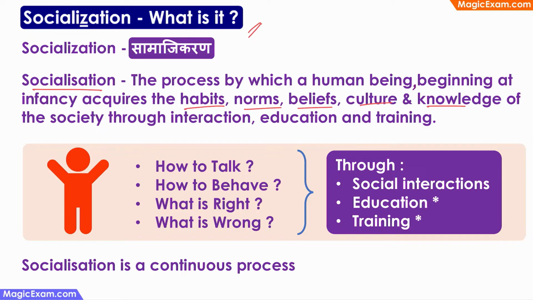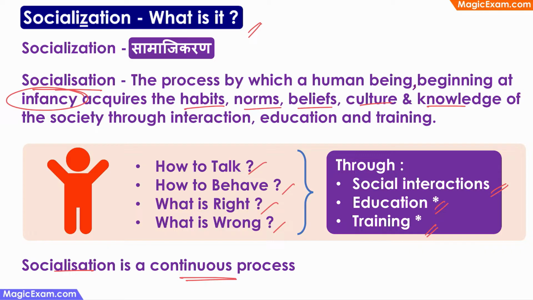training. Now, if I were to explain it in a more simple way, socialization is the process through which a child learns how to talk, how to behave, what is right and what is wrong. And how does he learn this? He or she learns it through social interactions and through education and through training. So socialization is a continuous process. That is, socialization never stops. It starts at infancy and it continues throughout the person's life.